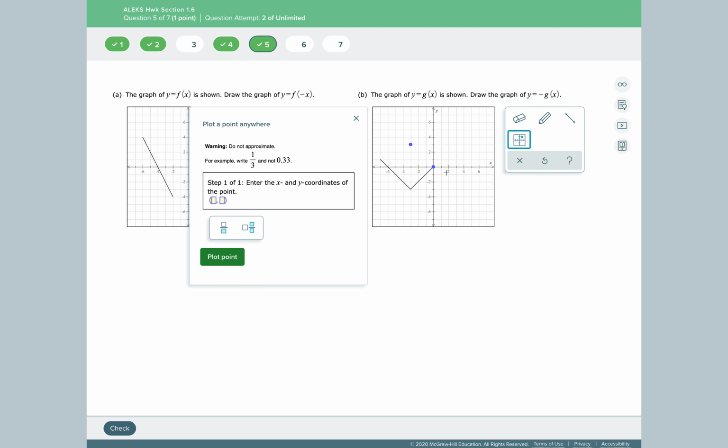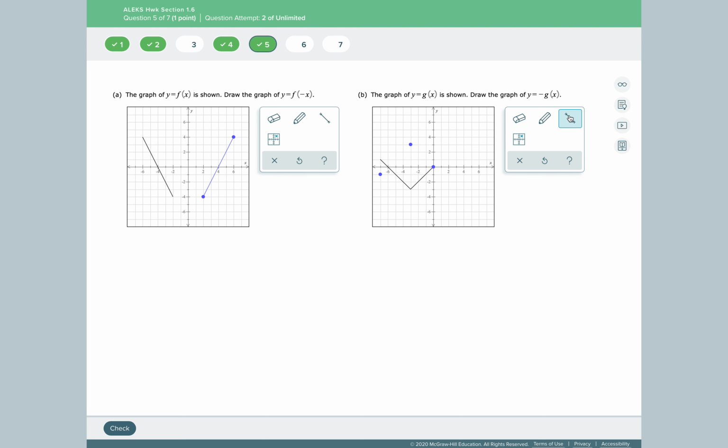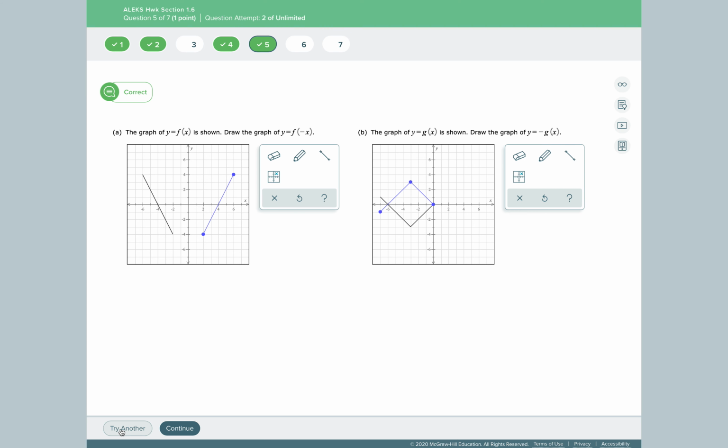So we plot this, and then we have -7, 1 for g of x. For the negative of g of x, we have -7 and -1. Plotting, and then connecting the dots. Upon checking, the result is correct.